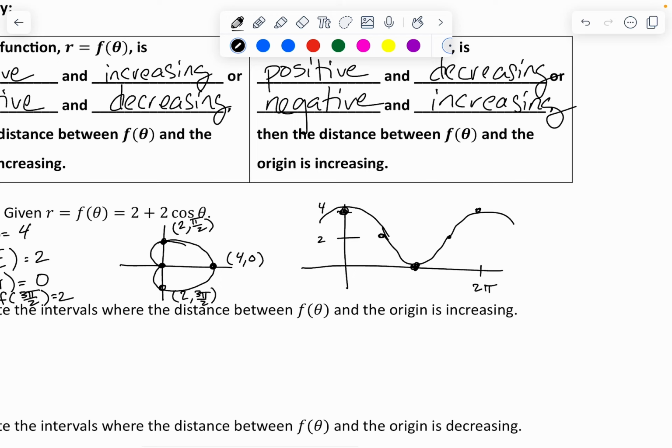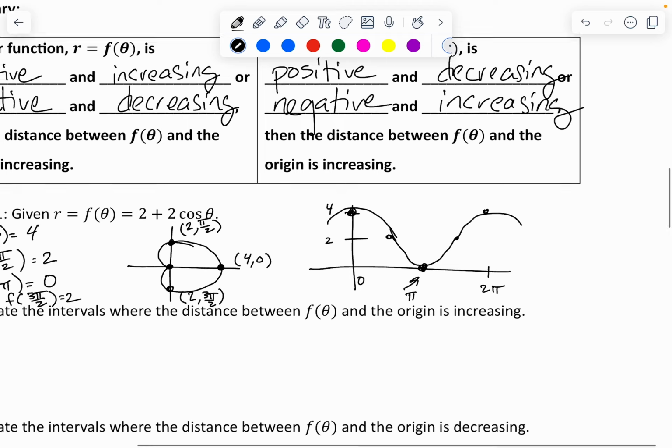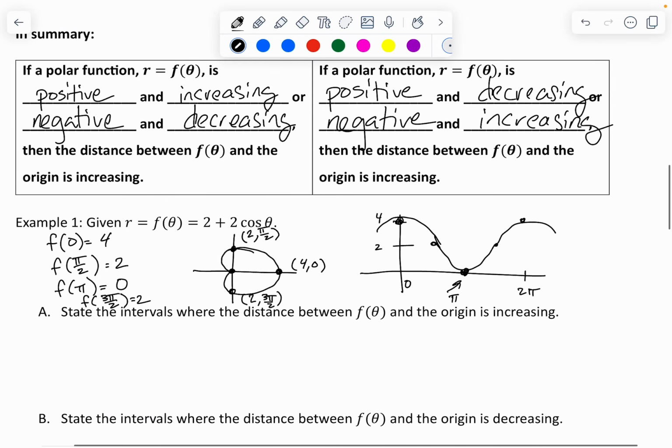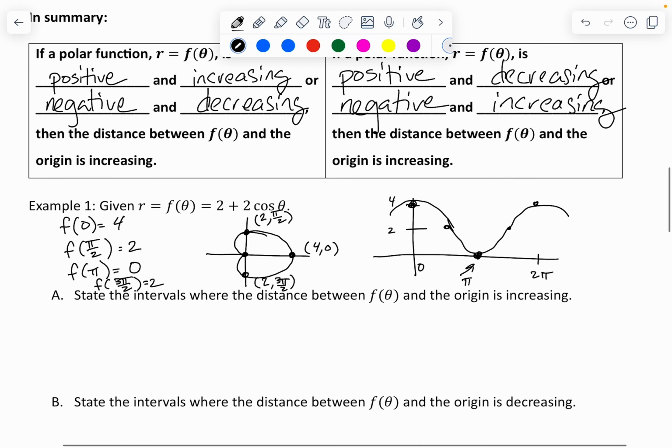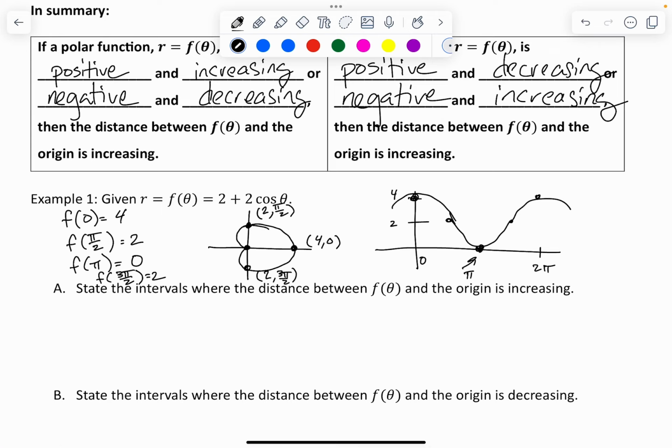Okay, so now on this interval, our R values are positive. I wonder what happens at 0. I'm going to have to figure that out. At pi, we were at 0. Well, okay, from 0 to pi, our R values are positive, and they are decreasing. So what happens when we're positive and decreasing? We're getting closer to the pole.